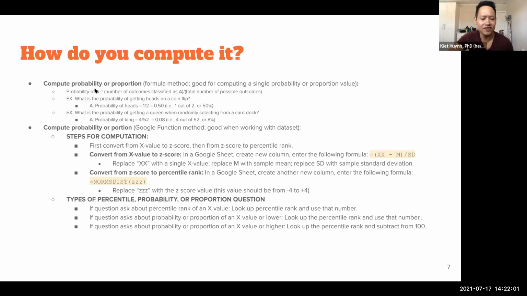Basically, if you're trying to find the probability of A, the formula is the number of outcomes classified as A over the total number of possible outcomes. So you just use it as an example to demonstrate. What's the probability? Here's the example question.